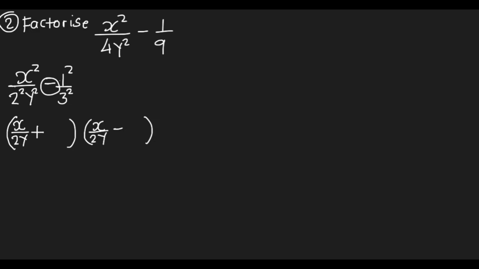Then from the other fraction, we can see that there are two ones, one will be written here, the other one will be written here. Then we have two 3s, one will be written here, also one will be written here. So this is the answer for this question.